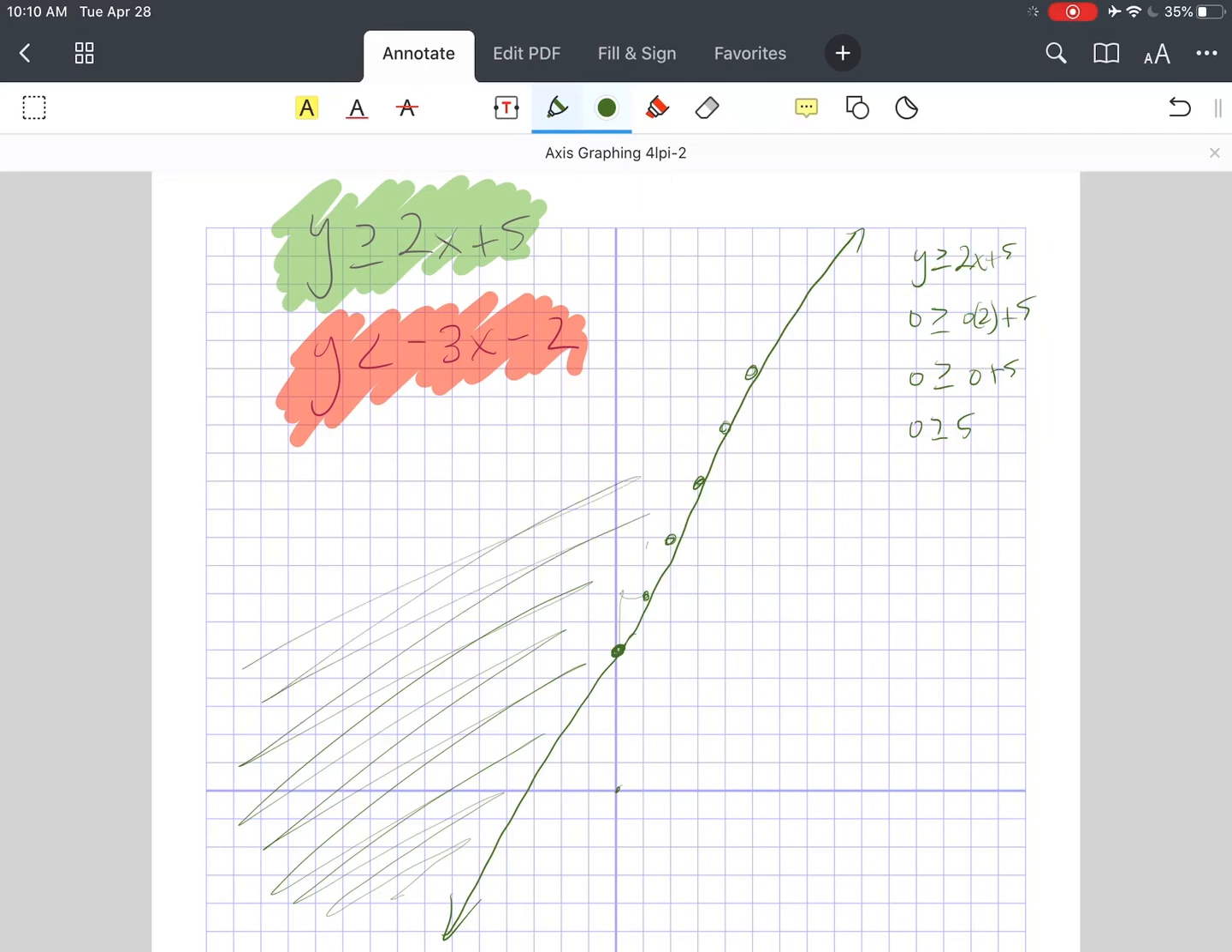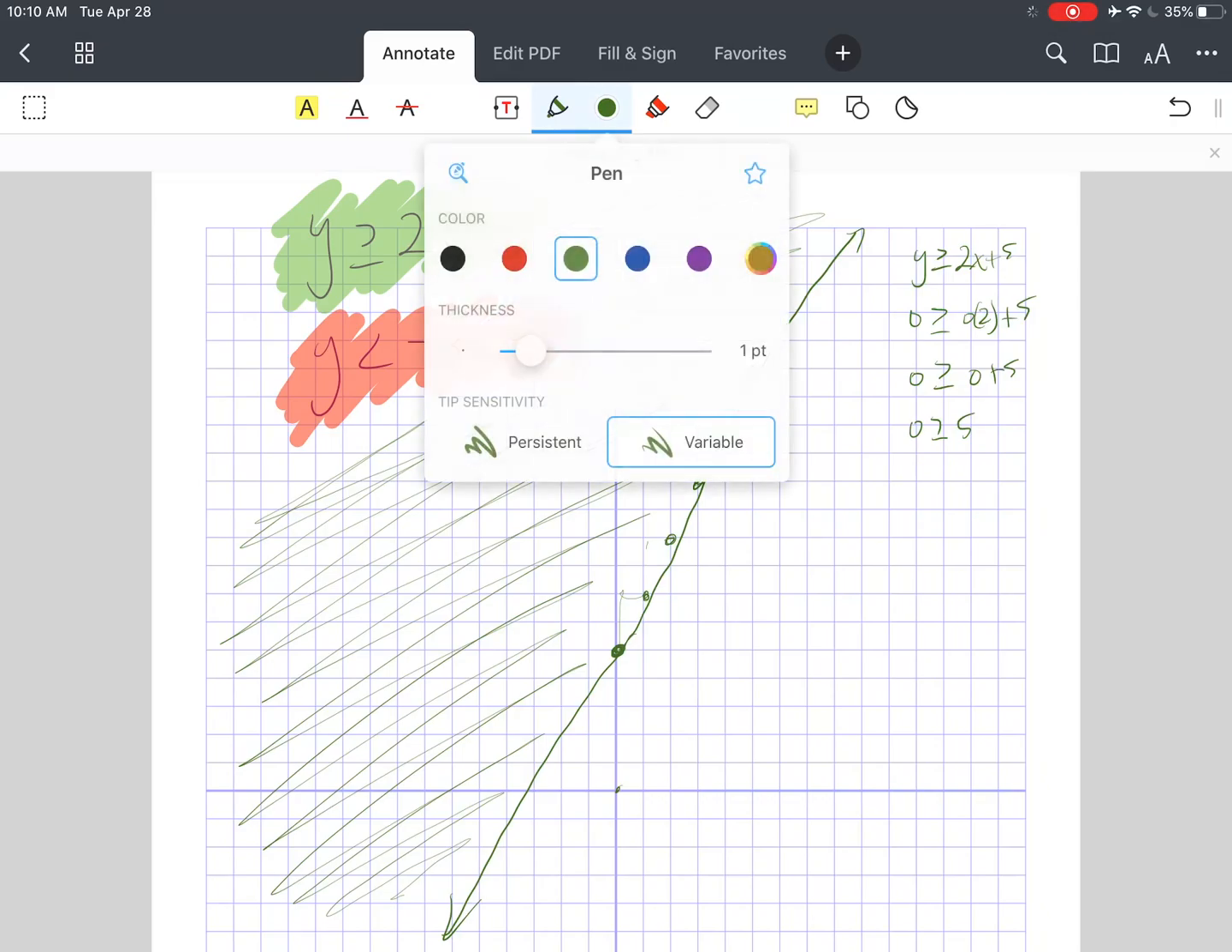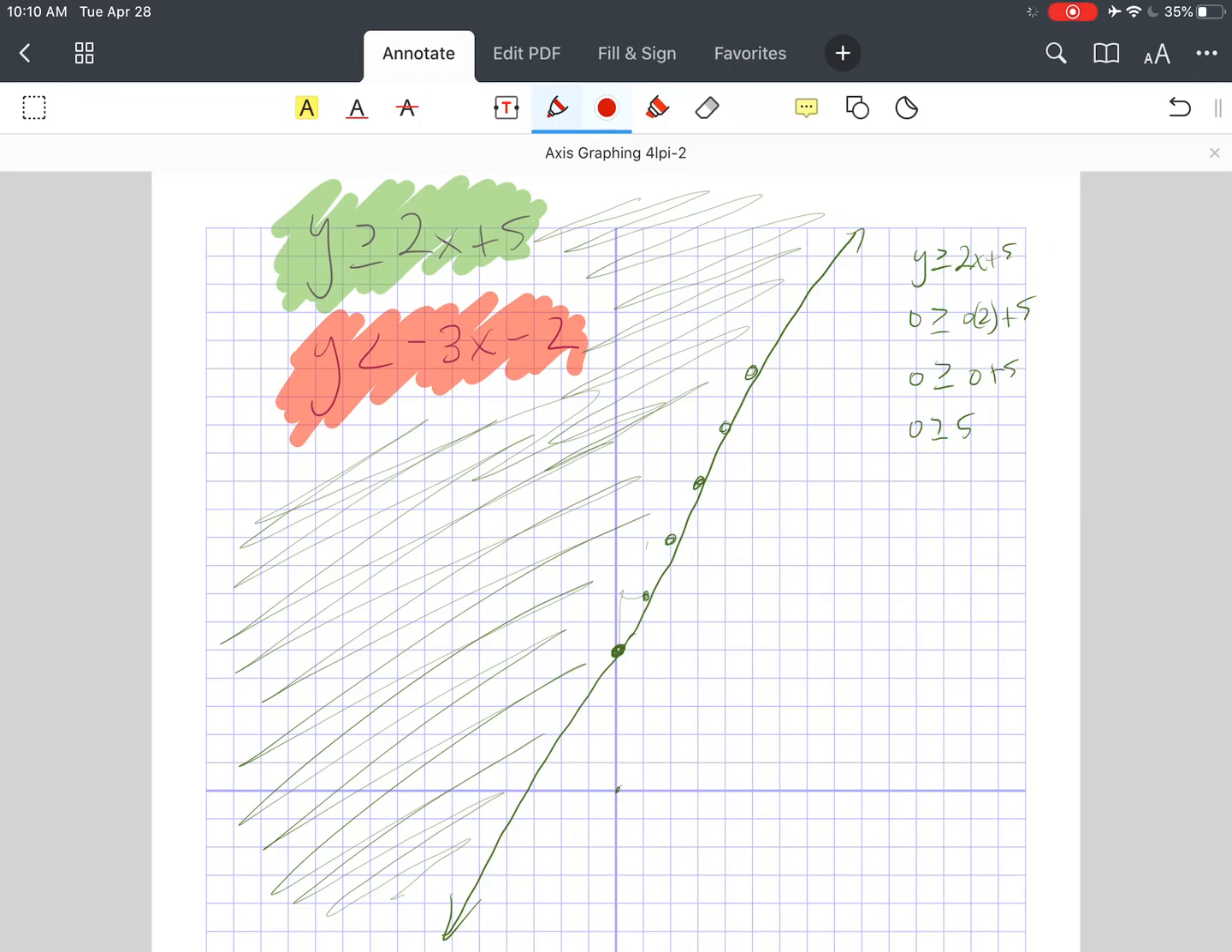What this means then is we're going to be shading not the bottom part, but the top part. So we're going to be shading this part. Now notice how I'm not doing it bold. I'm just lightly shading that area, okay? We're going to be doing the same thing with the red graph. That's why you don't want to shade it in completely.